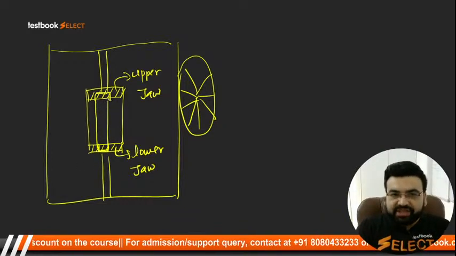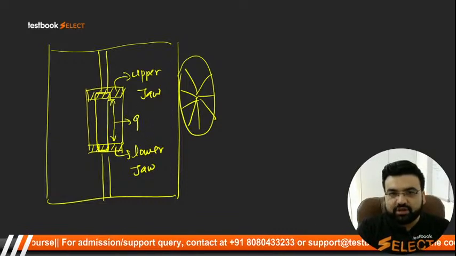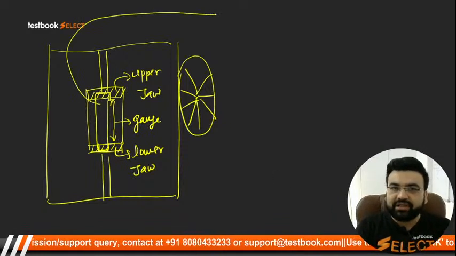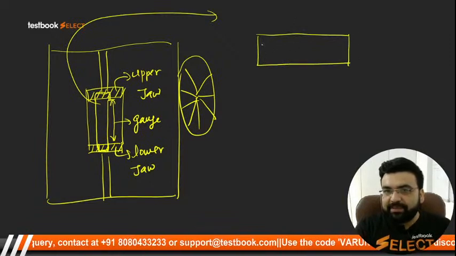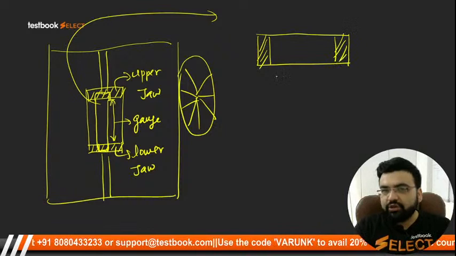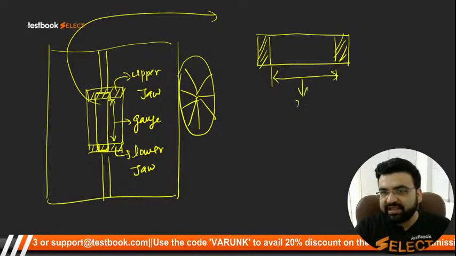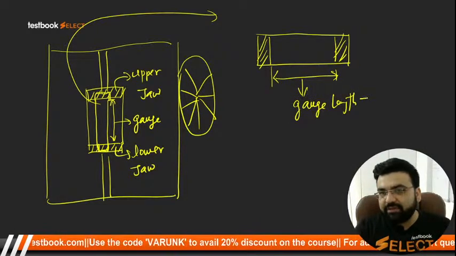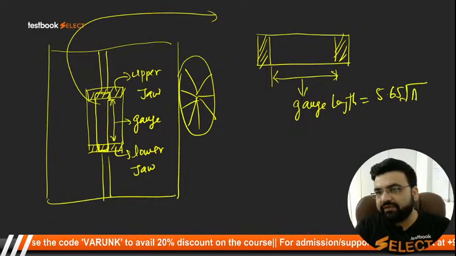क्लियर. ये जो बीच की डिस्टेंस है, this is called the gauge distance. मैं आपको दोबारा समझाता हूं, मैं आपको यहां पे इसको दिखाता हूं, राइट. For example ये मटेरियल है आपका, आपको अपर जॉ ने यहां से पकड़ा हुआ है, इसको लोअर जॉ ने यहां से पकड़ा हुआ है. तो जो बीच की लेंथ बची, this is said to be the gauge length. And the formula of gauge length is 5.65 square root of A naught.